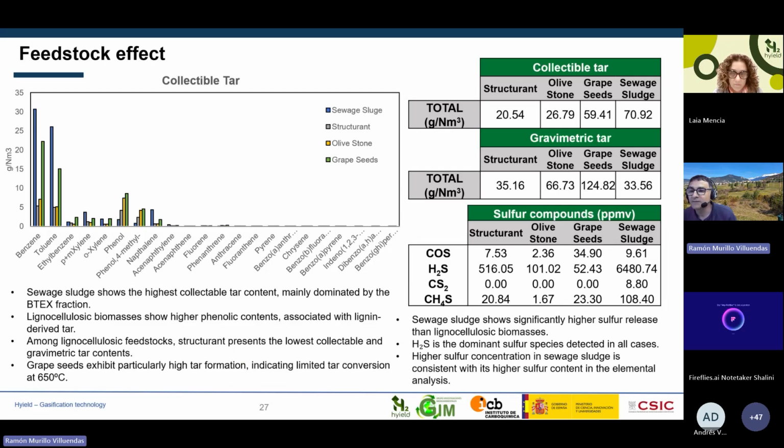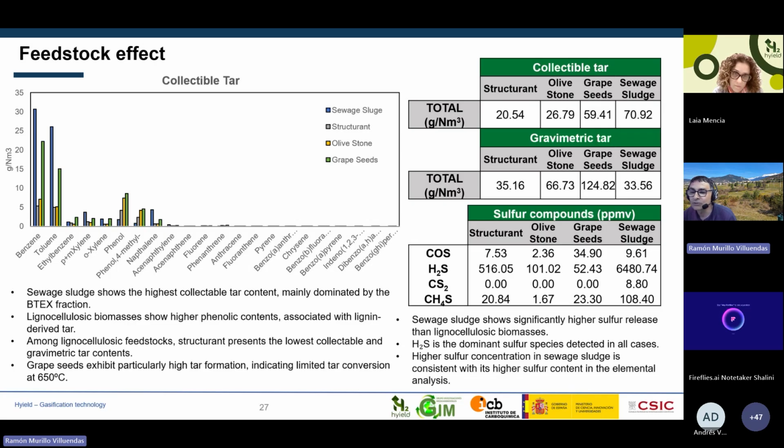Finally, we analyze the effect of the feedstock on tar formation under identical gasification conditions. Sewage sludge clearly presents the highest collectible tar content among all feedstocks. As shown in the tar speciation, this tar is mainly dominated by BTEX compounds. This behavior is consistent with the volatilization-dominated nature of sewage sludge gasification. When focusing on lignocellulosic biomasses, a different tar composition is observed. These feedstocks show a higher contribution of phenolic compounds, which are typically associated with lignin decomposition, among others.